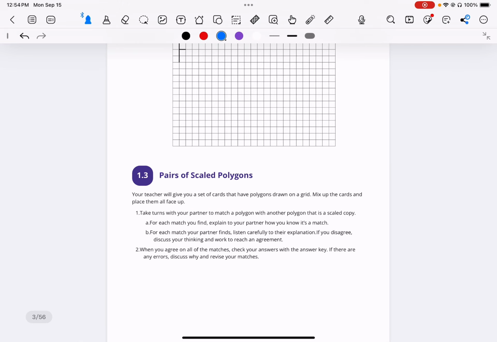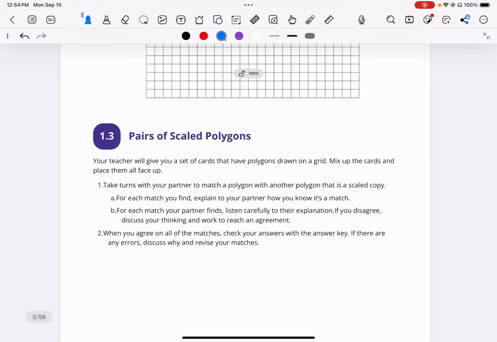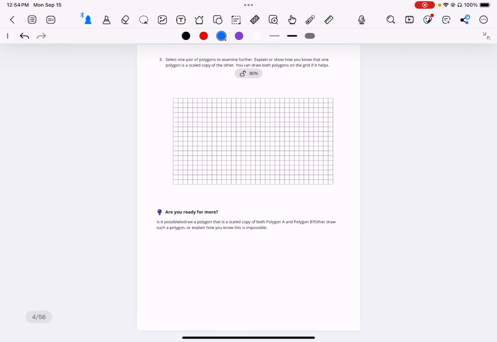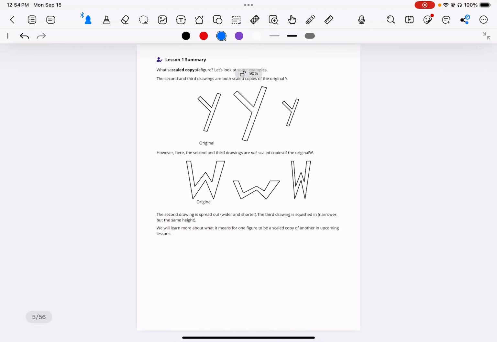We're not going to do our pairs of scale polygons. We completed that in class. Same with this. And then our review.